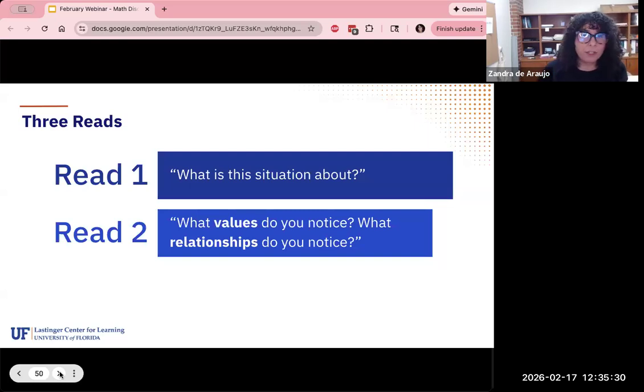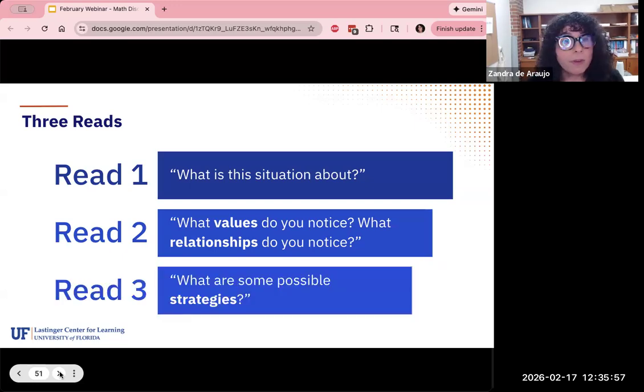The second read, you might focus on what values or information do you notice? What relationships do you notice? So you're focusing in on some of the specifics of the task. Read one is, broadly, what is this about? What's happening? Read two is, what quantities do we notice, perhaps, or things that are going on in the task? Are there relationships, etc.? So you're getting at a finer grain size. And then the third one, you're anticipating some strategies. What are some strategies that might help us answer this task? So that's a classic 3 reads.